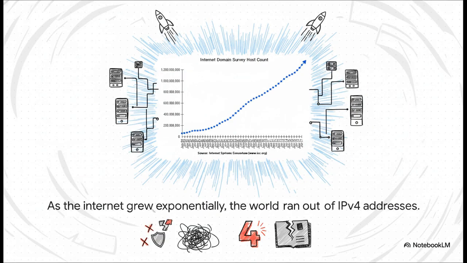And this is what happened. The internet's growth wasn't just steady, it was an explosion. Suddenly, billions of devices were coming online, from servers to PCs to the first smartphones. The original system, called IPv4, just wasn't built for that scale. We were headed for a crisis. The internet was literally running out of room.